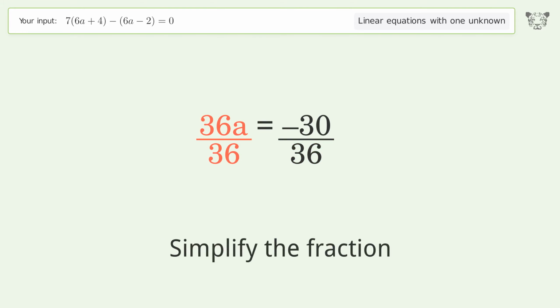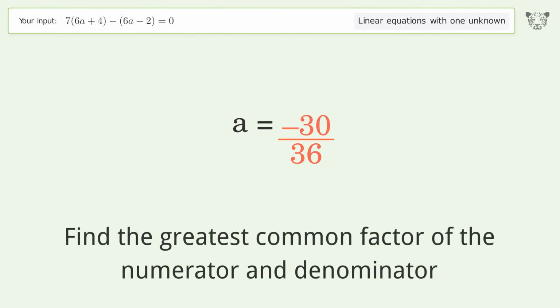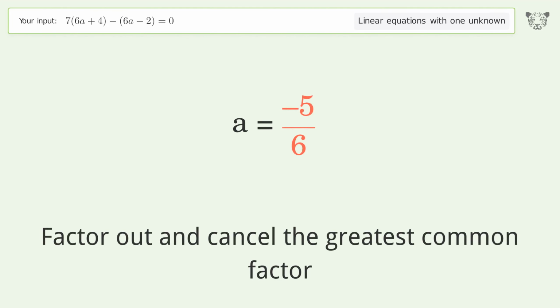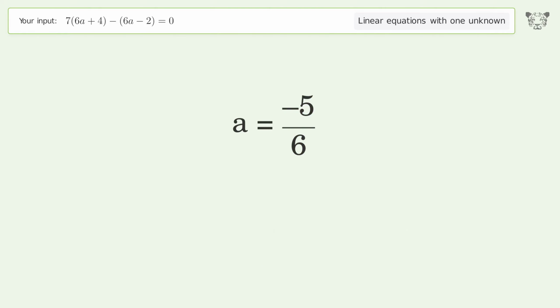Simplify the fraction. Find the greatest common factor of the numerator and denominator. Factor out and cancel the greatest common factor. And so the final result is a equals -5/6.